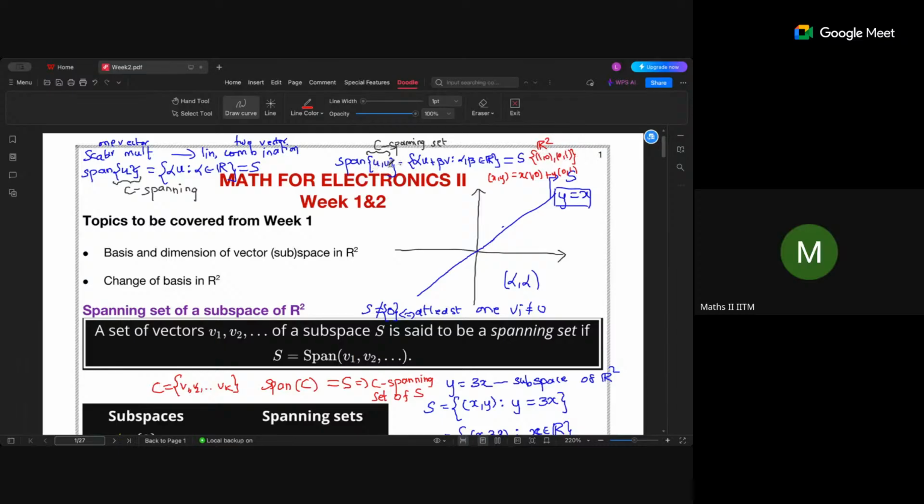Same way, if you have two linearly independent vectors, it is very important that these two are linearly independent. Unless they are linearly independent, they cannot span R2. Okay, fine. You understand? Yes? No? No comments? Yes, ma'am.